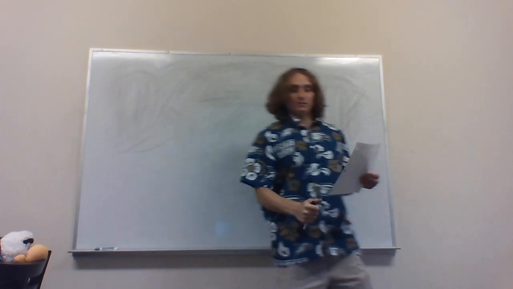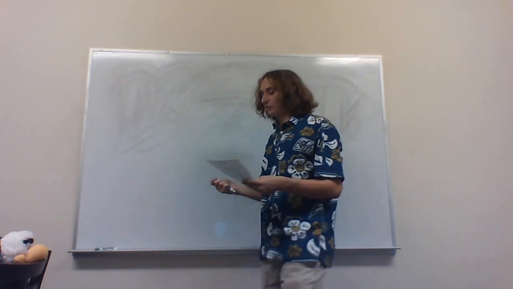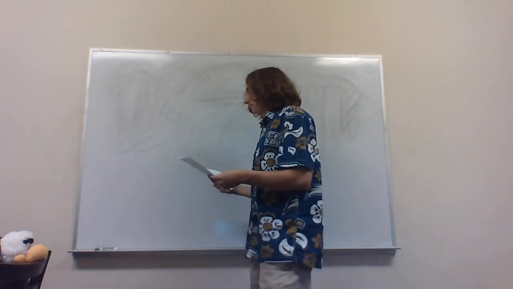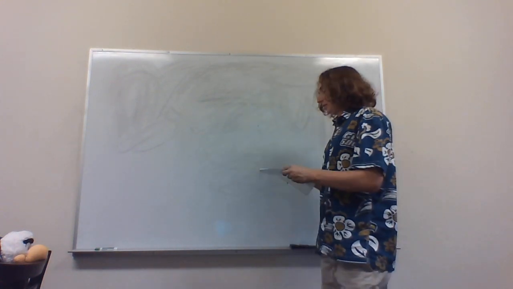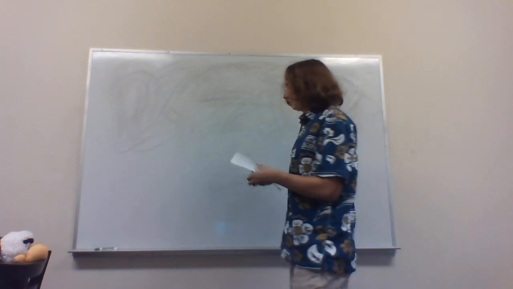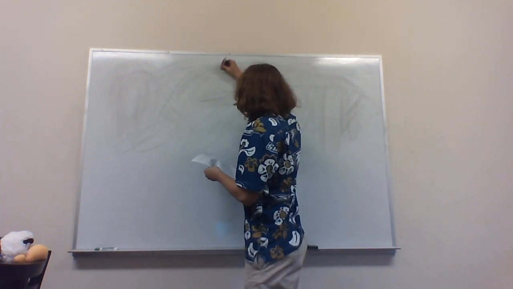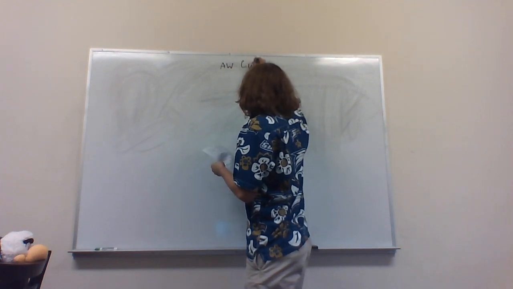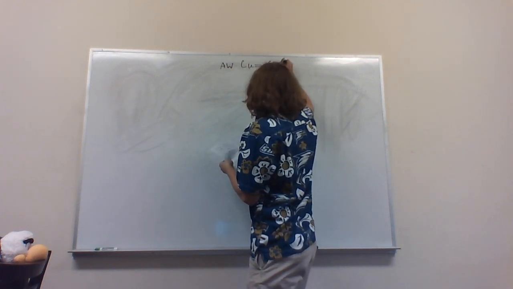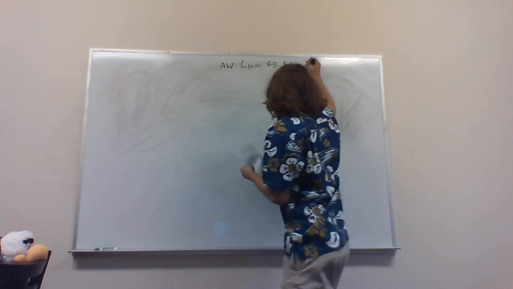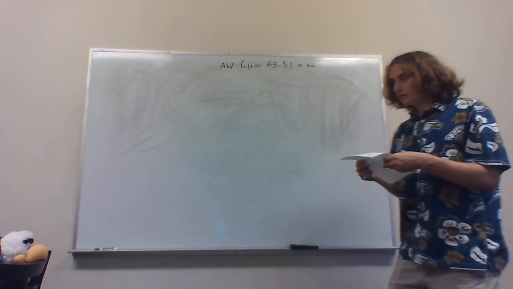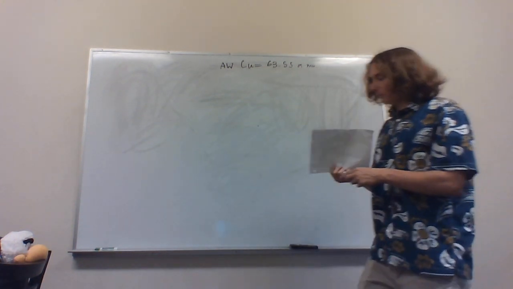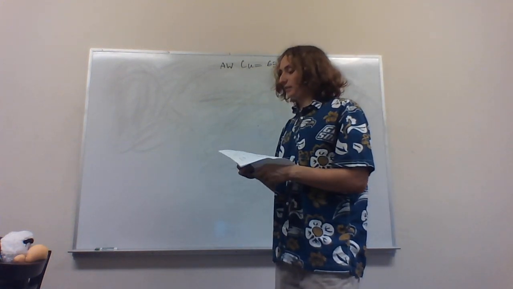But anyway, guys, what's our problem today? You want to find out the natural abundance of copper. Okay guys, let's get started. The atomic weight of copper is 63.55 AMU. What we want to know is the natural abundance of the isotopes of copper.